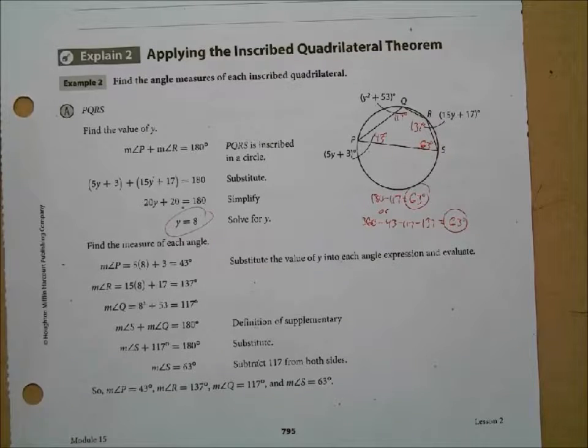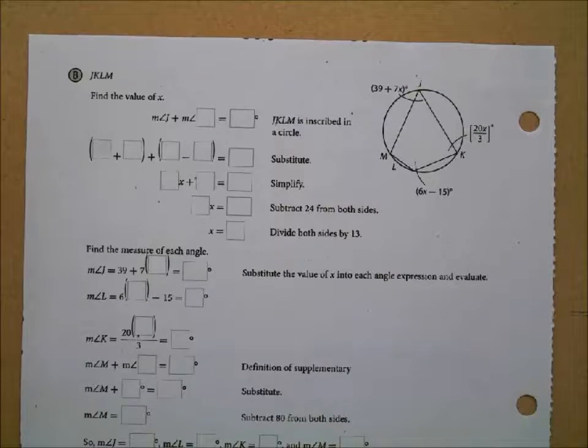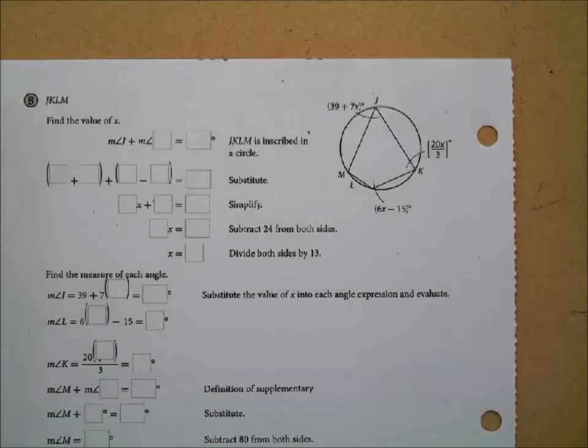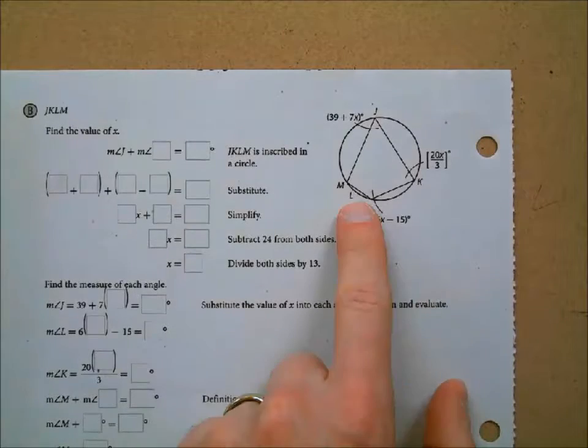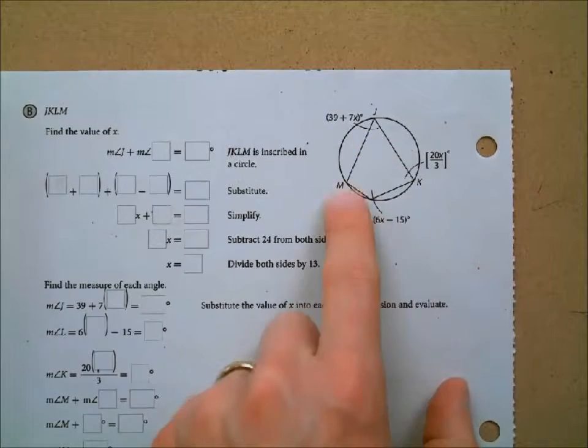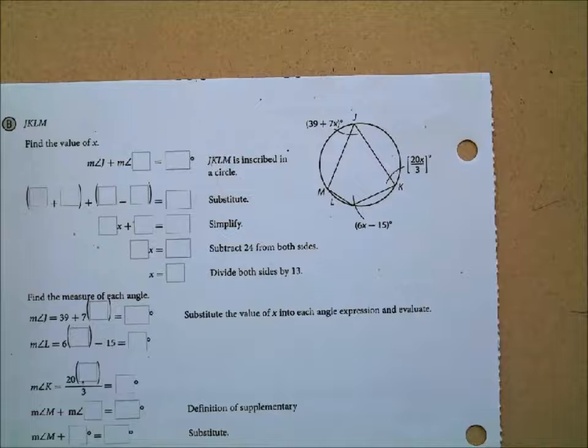So there's that. All right. So turn the page there, and let's try another one here together. Okay, so you can see we have another quadrilateral, JKLM, inscribed in a circle. We're trying to find all the angles here. So how can we relate some of these pieces of information?